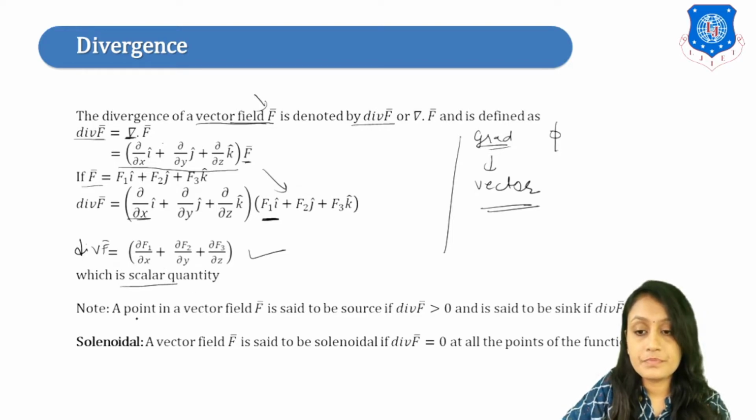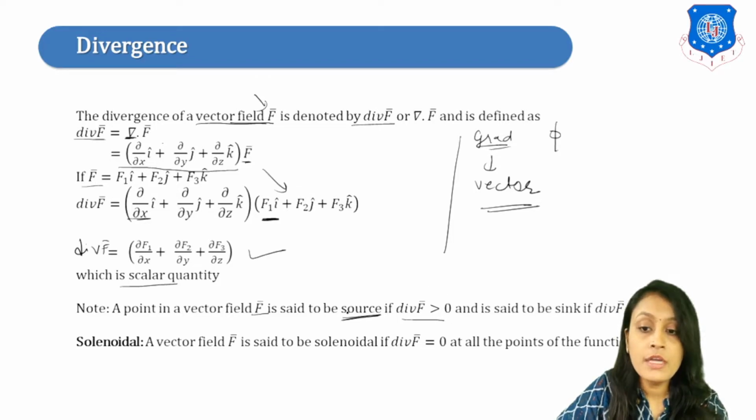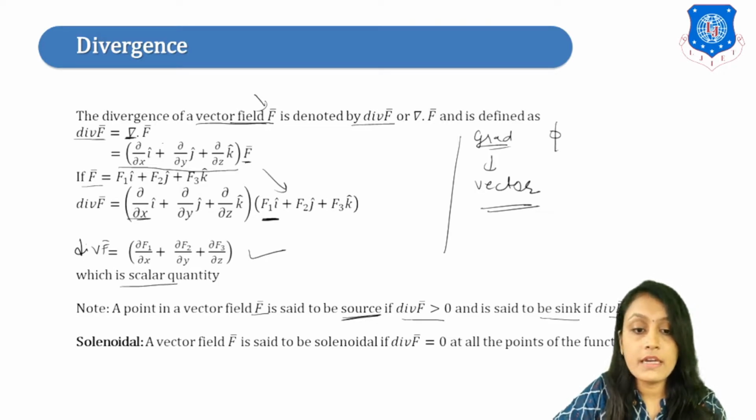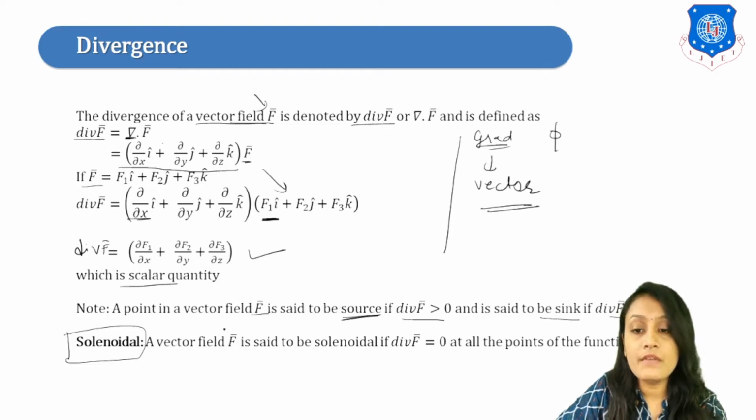Now note, a point in a vector field f bar is said to be a source if divergence of f bar is greater than 0. If divergence is greater than 0, then we can say that this particular point is a source, and we can say it is a sink if divergence of f bar is less than 0. And the most important, this is solenoidal. The vector field f bar is said to be solenoidal if divergence of f bar is equal to 0 at all the points of the function. So whenever divergence of f bar is equal to 0, then we can say that it is solenoidal. So this is very important.